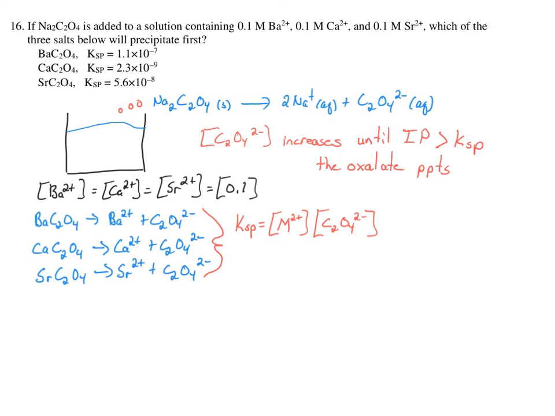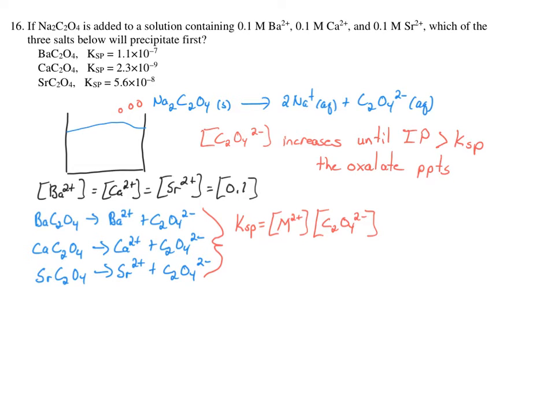When this dissolves, we're going to generate sodium ions and oxalate ions in solution. So the oxalate ion concentration is going to increase. And it continues to increase as sodium oxalate is added until the ion product is greater than KSP. And at that point, the oxalate is going to precipitate.